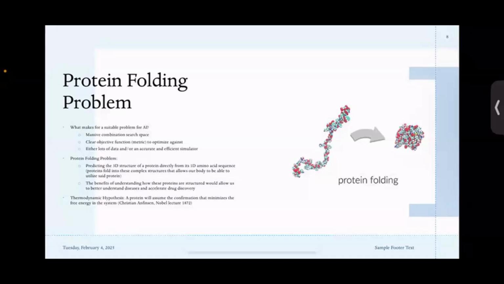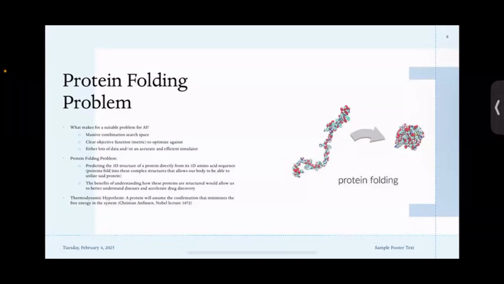Essentially, it's predicting the 3D structure of a protein directly from its 1D amino acid sequence. Proteins fold into these complex structures that allow our body to be able to utilize that protein, as can be seen in the image to the right. Understanding how these proteins are structured will allow us to better understand diseases and accelerate drug discovery.